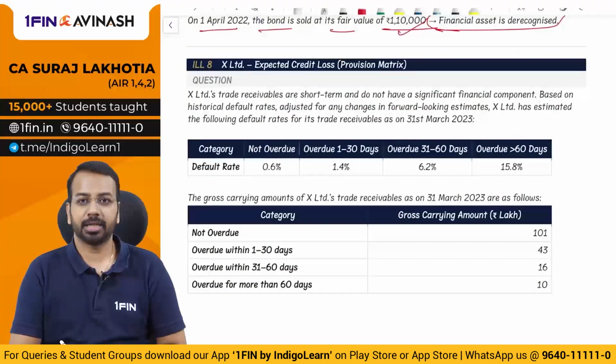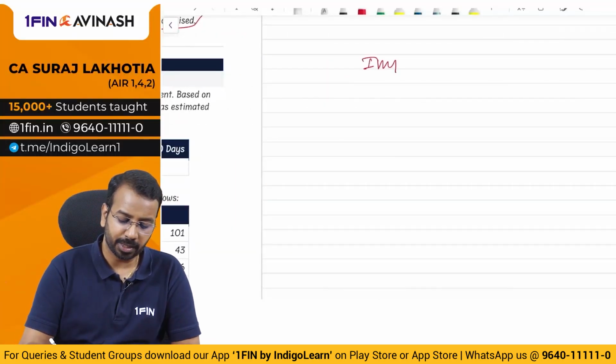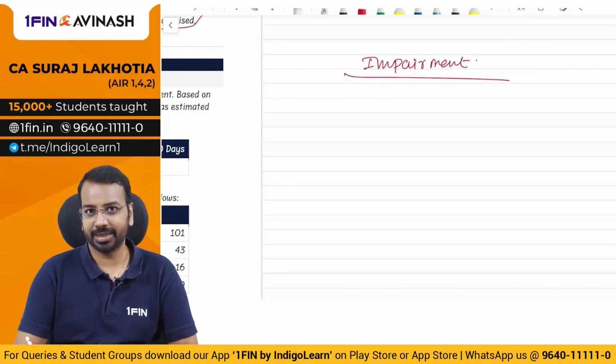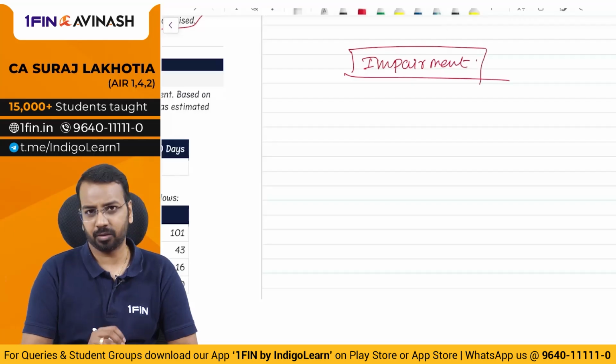Let's now move to the next question, and before the next question, we need to understand a small concept. The concept is of impairment. Sir, what is the meaning of impairment? Like we have impairment of non-current assets, right? We have seen impairment of property, plant and equipment. Same way we have impairment of financial asset also.